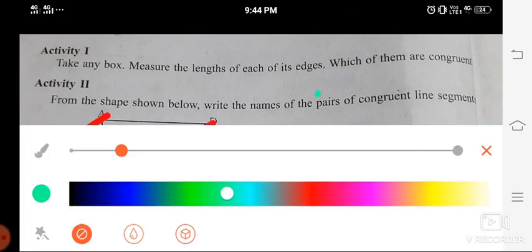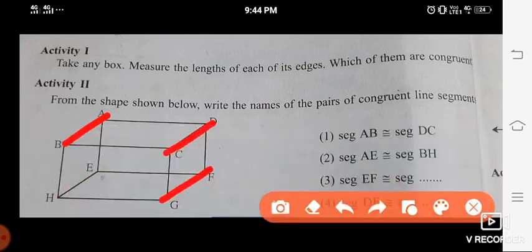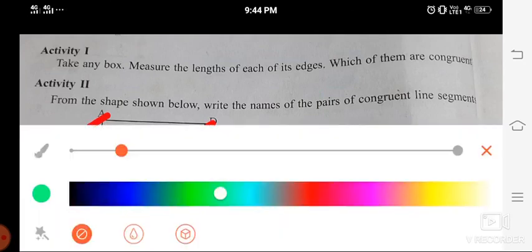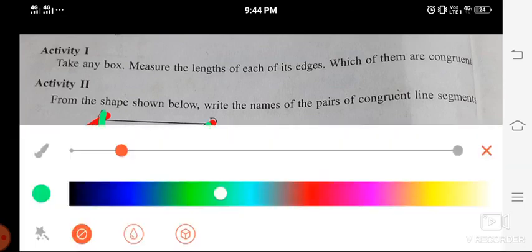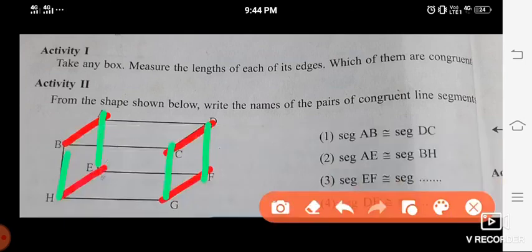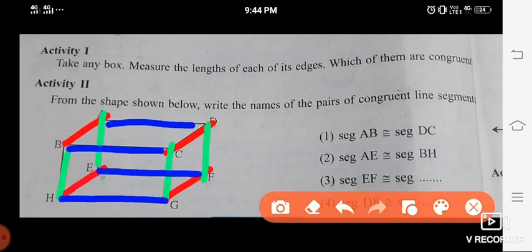Next one I'll show you: AE, standing lines, BH, CG and DF. Now whatever standing I have drawn, those 4 edges are congruent to each other. Next I will show you the next congruent pairs: AD, BC, EF and last seg HG. So according to color, they are congruent.